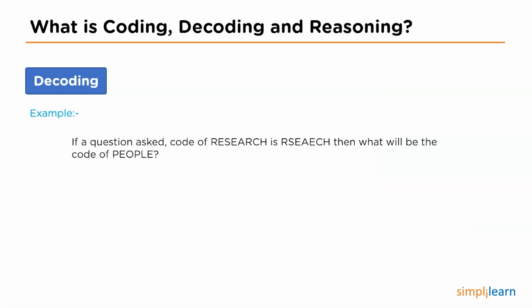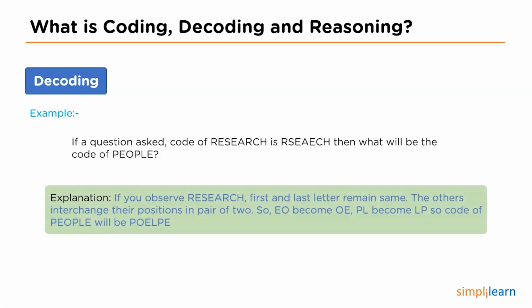If the question asks, the code of research is R, S, E, A, E, C, H, then what will be the code for people? Explanation. If you observe the above example, research, the first and last letters remain the same. The others interchange their positions in pairs of 2. So, EO becomes OE, PL becomes LP. So, the code of people will be POEL, PE. This is how decoding works.